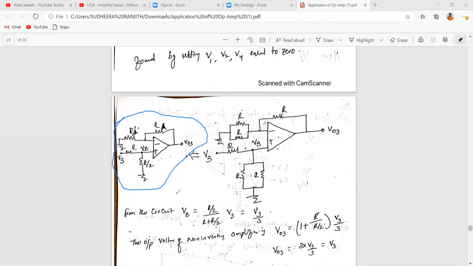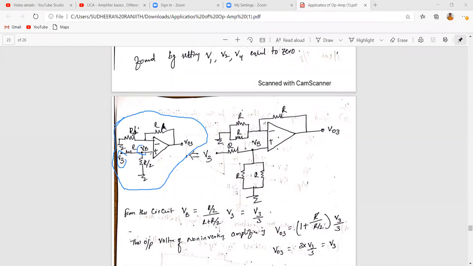Non-inverting amplifier, sir. Right, non-inverting amplifier. What is the input? VB, sir. Right, VB is the input. Very good. VB is the input, not V3. Special case of non-inverting amplifier.